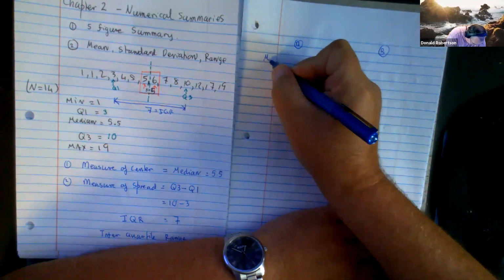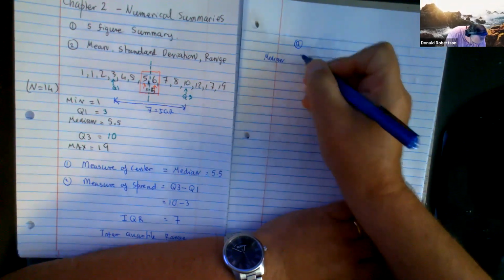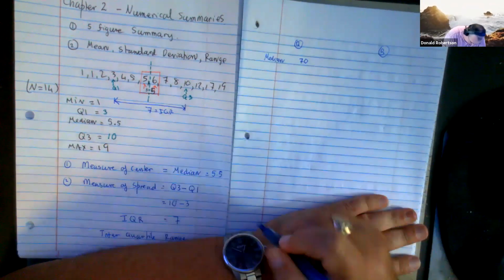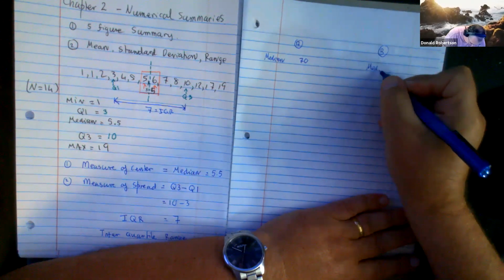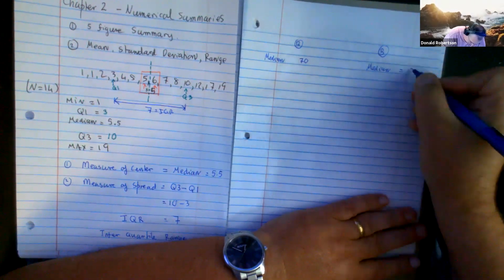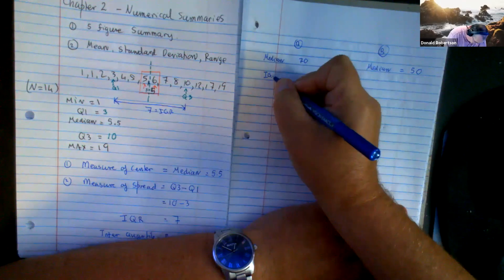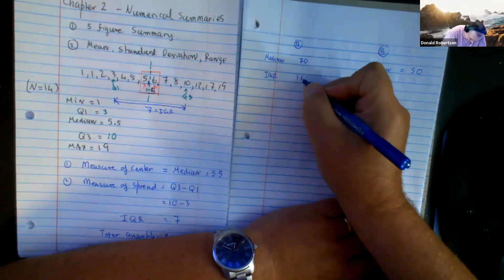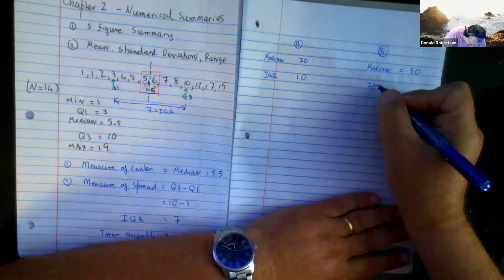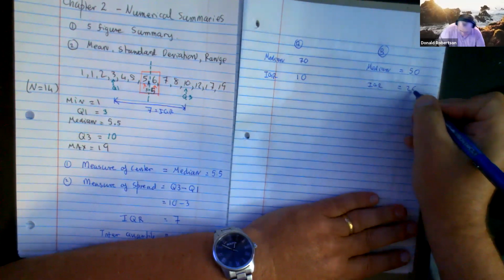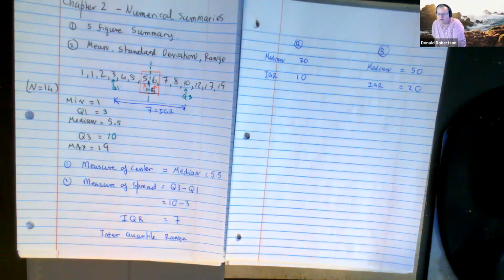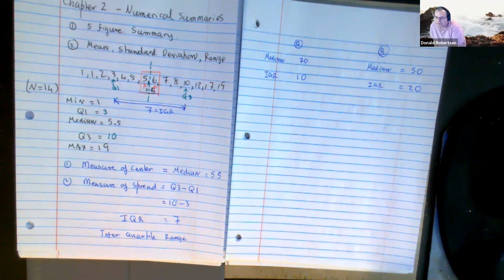And the median of this class was 70. And the median of this class was 50. And the interquartile range of the first class was 10, and the interquartile range of the second class was 20. And that's all I've told you about these two classes. But I can actually make some pretty intelligent conclusions based on just those summaries.